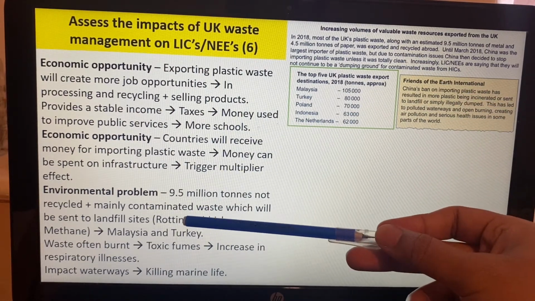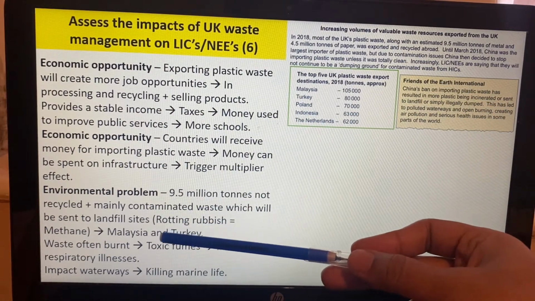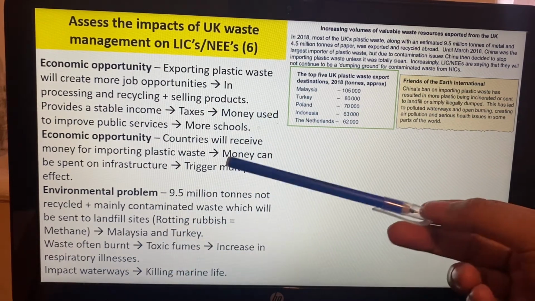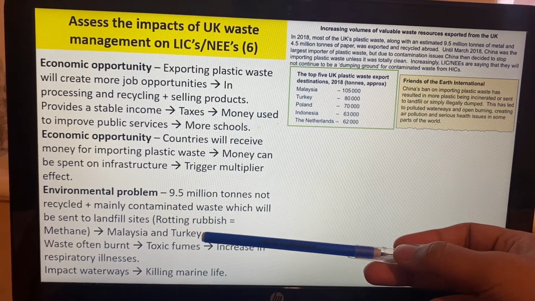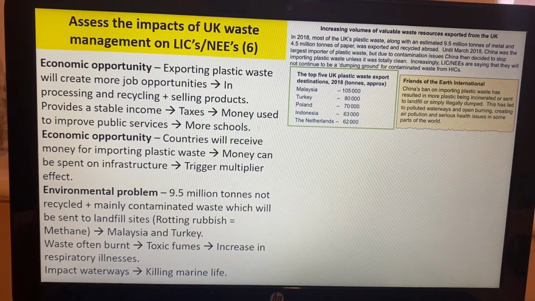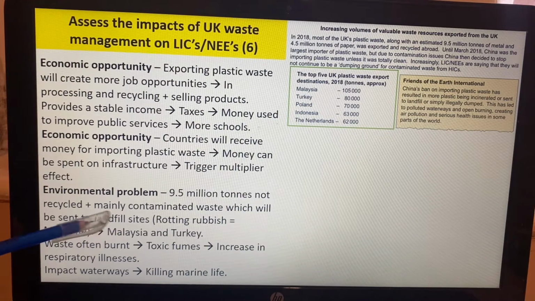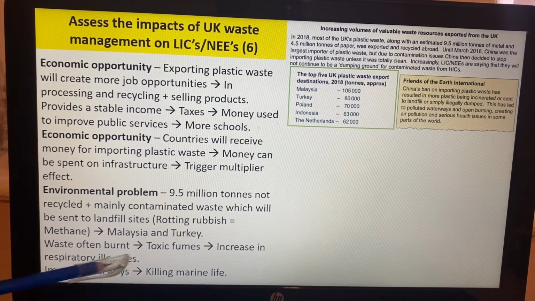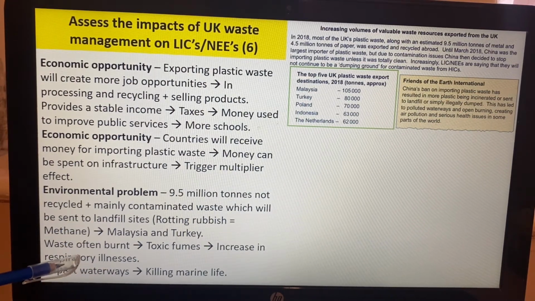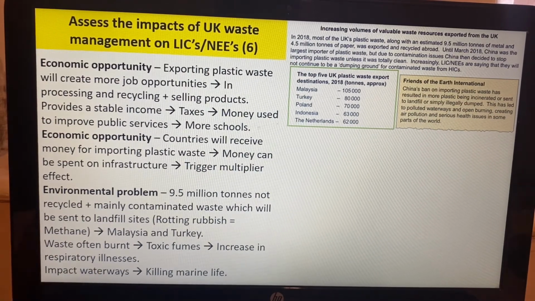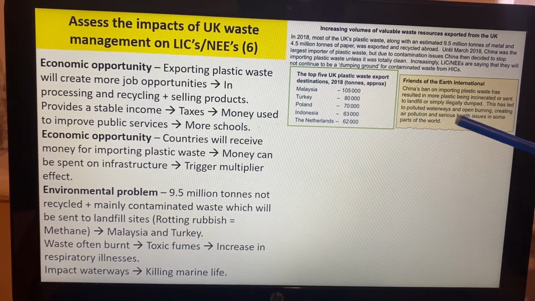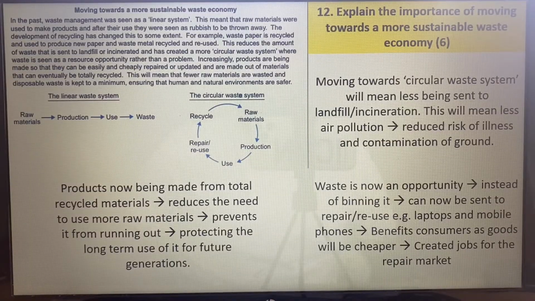Now, what's wrong if it's contaminated? Well, actually, it will be sent to landfill sites, and a lot of it, when burnt, will release toxic gases. So rotting rubbish from landfills releases methane, and mention that it's going to impact Malaysia, Turkey. Actually state the country names. But also, it can contaminate groundwater and soil. And a lot of it, if you talk about when it's burnt, releasing toxic fumes, it can increase the risk of people having respiratory illnesses. And if you mention over here very quickly, from Friends of the Earth International.